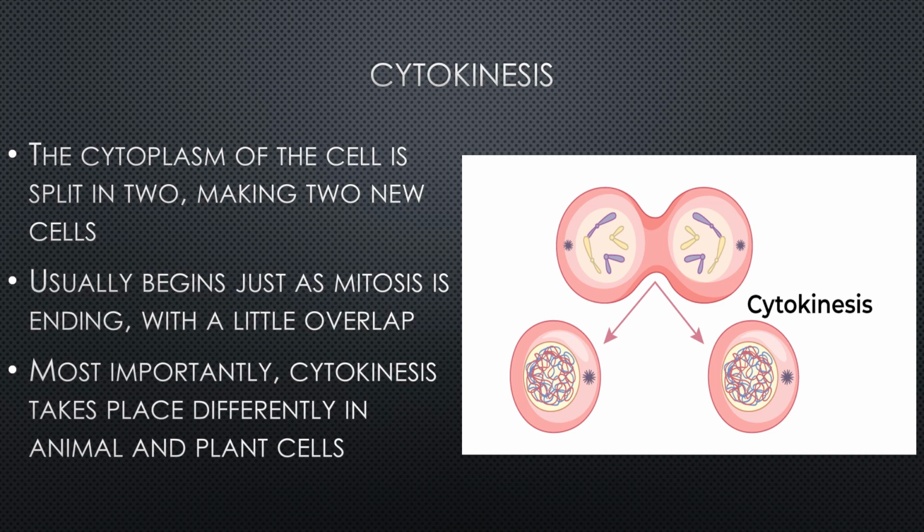Now, cytokinesis. The cytoplasm of the cell is split into two, making two new cells. This usually begins just as mitosis is ending, with a little overlap. But most importantly, cytokinesis takes place differently in animal and plant cells, and we'll dive into more about those two cells later.